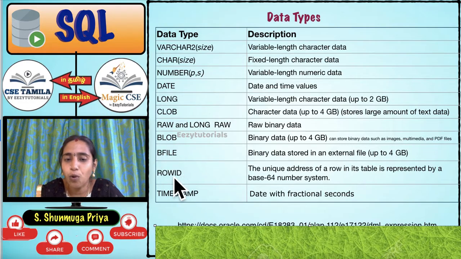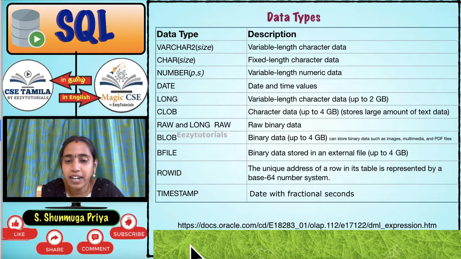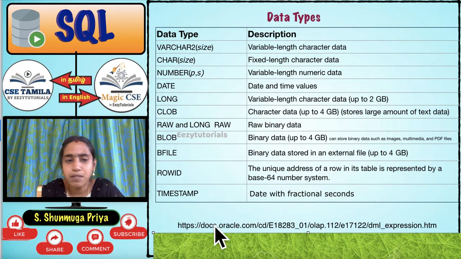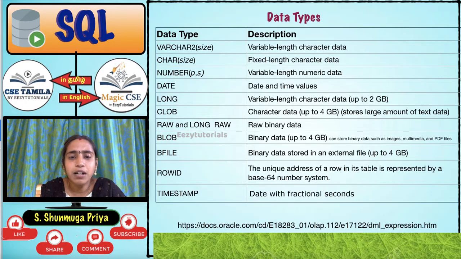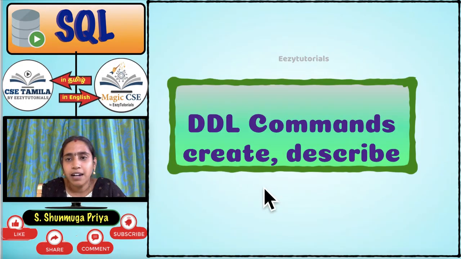You can also have rowid and timestamp. These are not the only data types. You can explore more data types on the official Oracle website. So these are the data types. Next we can create the table and visually see how it is stored with the help of the describe command. In the next video we will be learning create and describe.